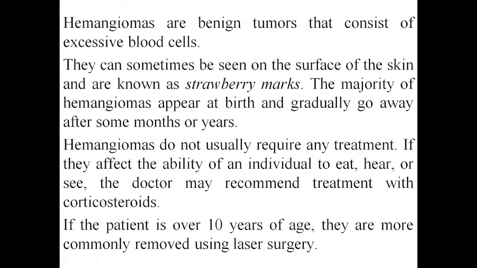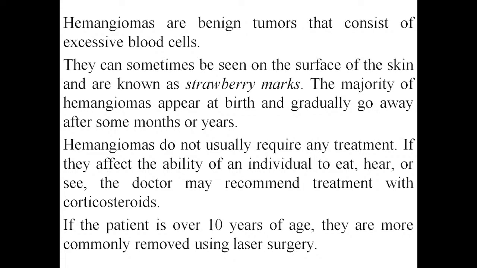Hemangiomas are benign tumors that consist of excessive blood cells. They can sometimes be seen on the surface of the skin, known as strawberry marks. The majority of hemangiomas appear at birth and gradually go away after some months or years.